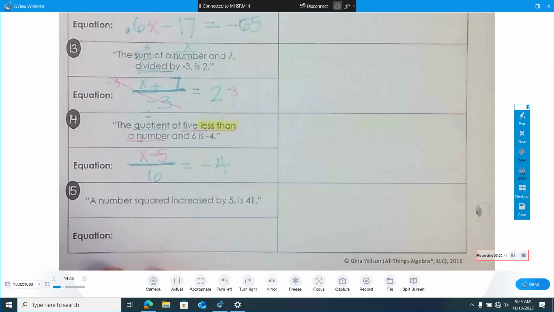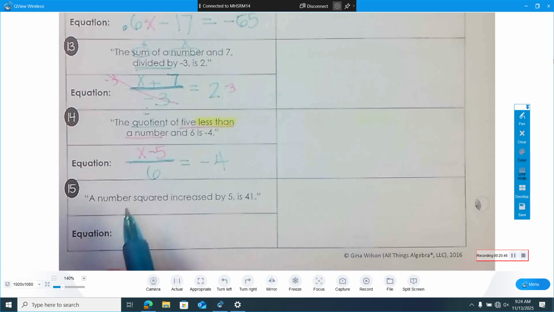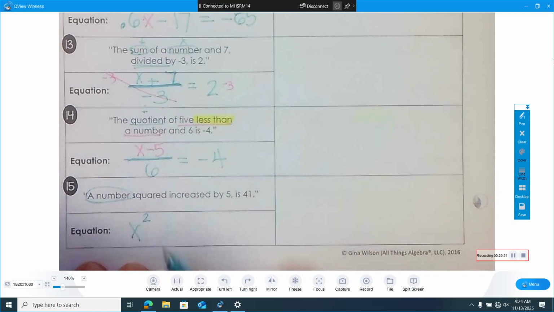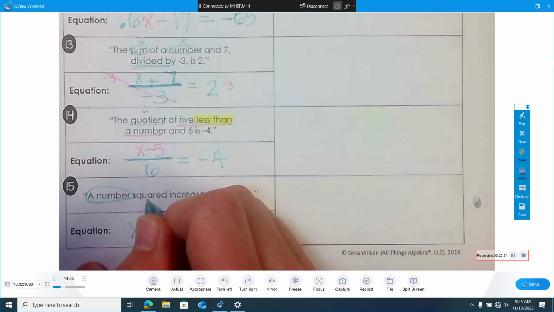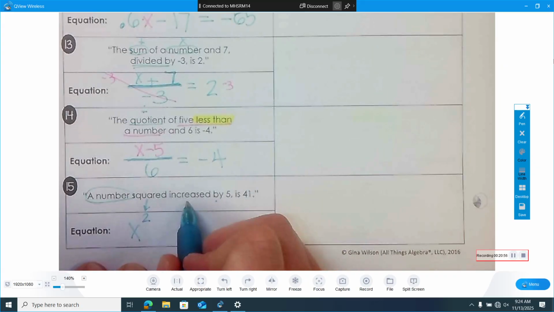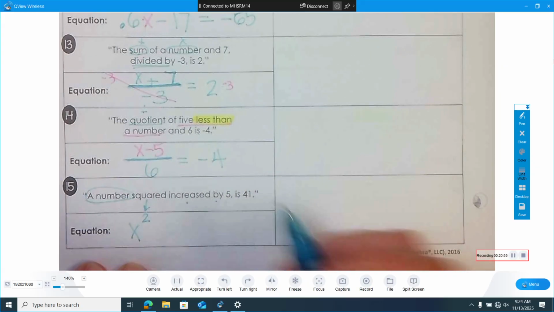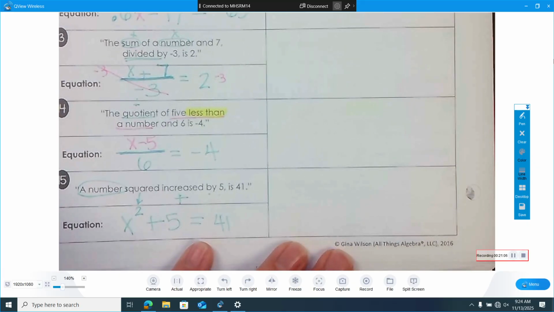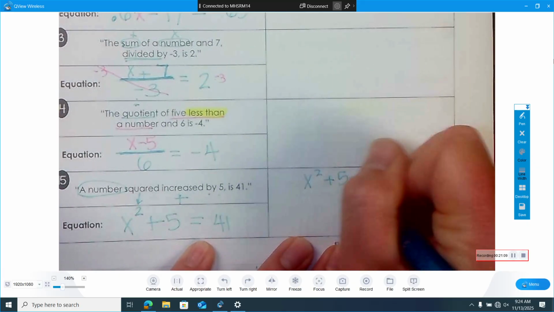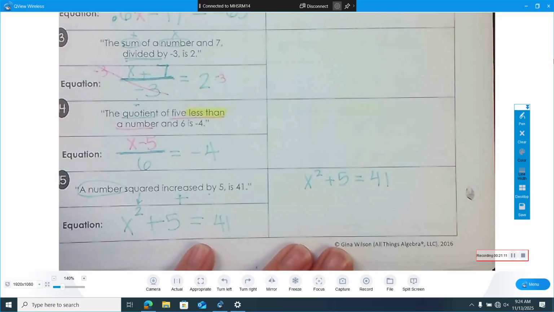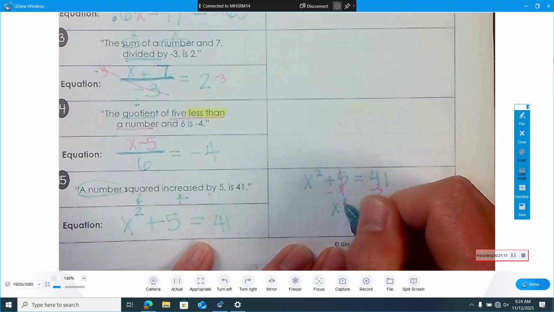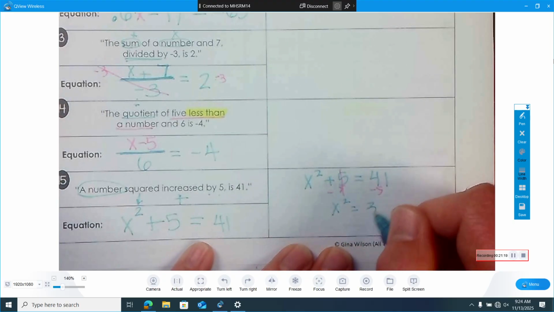All right, last one, ladies and gentlemen. I will solve this one with you. A number squared. What's our number squared? X to the power of 2. X squared. Very good. Increased by 5. What's increased by? Plus, yes. Plus 5 is 41. Let's solve this one together because it's been a little while. X squared plus 5 equals 41. What should we do first? Minus 5. Beautiful. So we get x squared equals 36.